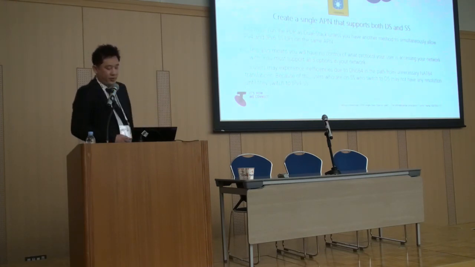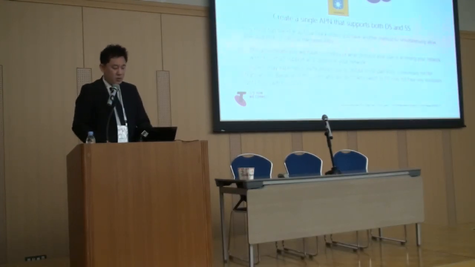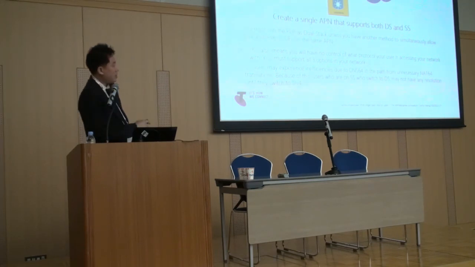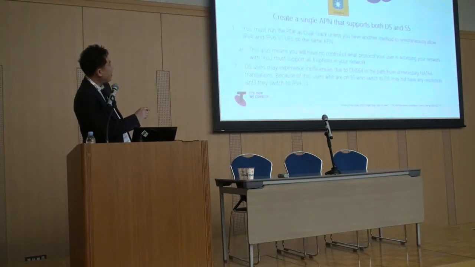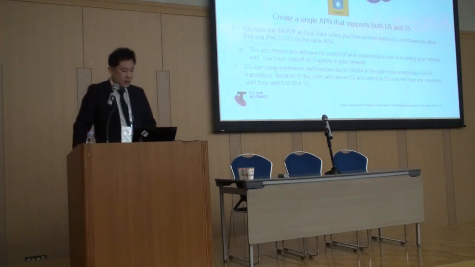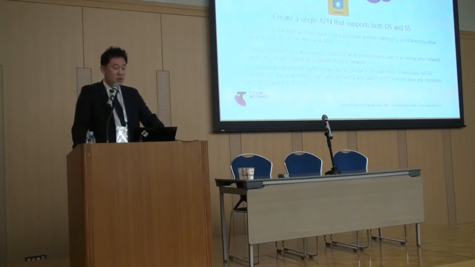The second one I have here is, let's just create a single APN that supports both dual stack and single stack. That's what we wanted, right? Right, so what you need to do here is create a PDP as dual stack. Set your gateway to allocate both IPv4 and IPv6 in the same APN. You've got to set up as dual stack, unless you have another method to simultaneously allow v4 and v6 single stack UEs on the same APN.